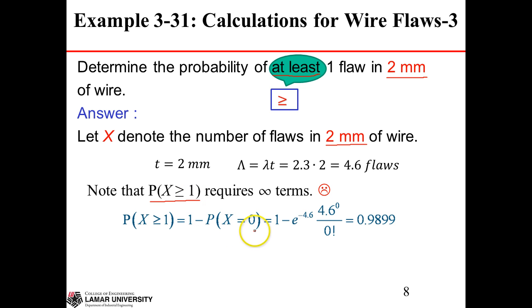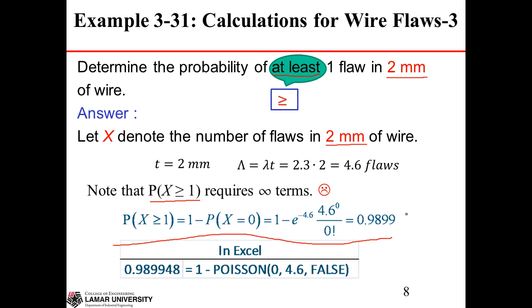And for X equal to 0, you can simply plug into the formula with k equal to 0. So we end up having a very high probability, 0.9899, to have at least 1 flaw in 2 mm of wire. So in Excel, you can use the same Poisson function to calculate this probability.